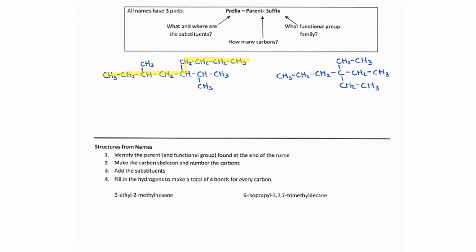Now, what end am I going to number from? If I number from the left, the first substituent, this little methyl here, is going to be on the 3rd carbon. If I numbered from the right, my first branch, 1, 2, 3, 4, 5, wouldn't be until carbon 5. And so once again, I'm going to number from the left. So carbon 1, 2, 3, 4, 5, 6, 7, 8, 9. Then I can go ahead and identify my substituents.